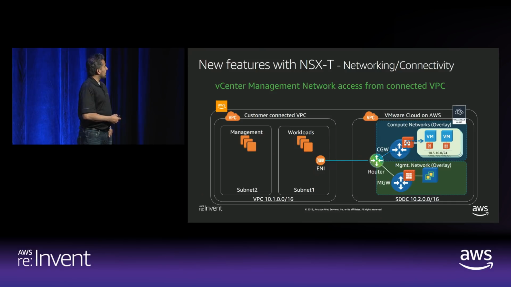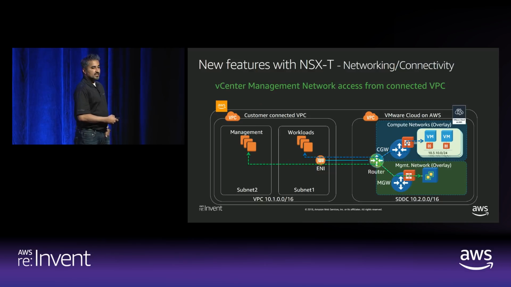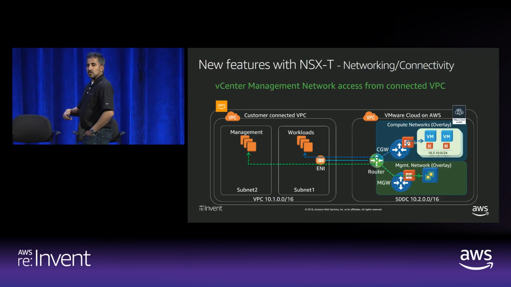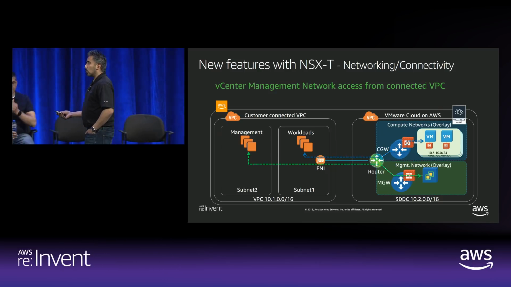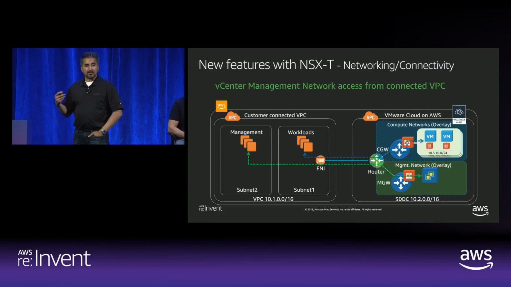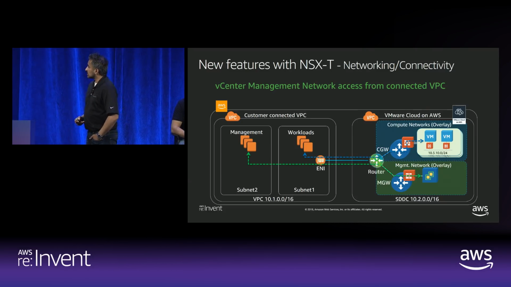We update the route table here in the connected VPC to not only reach the compute networks, but now we also update it so it can reach the vCenter management network as well. And why might you want to do this? Again, you might be calling vCenter APIs, or you might have some application that needs access to vCenter. You can run those now on EC2 instances.